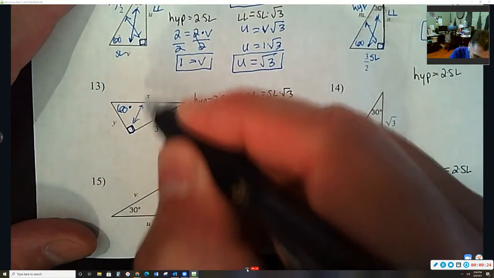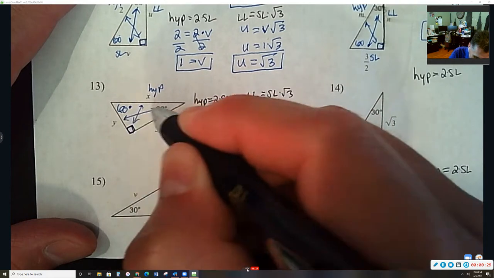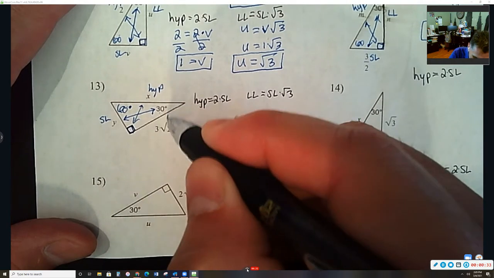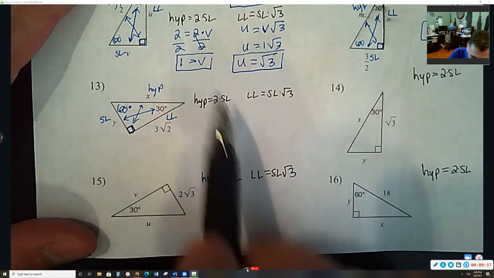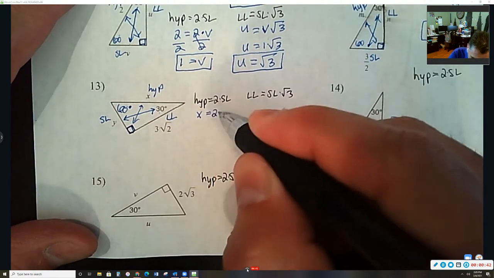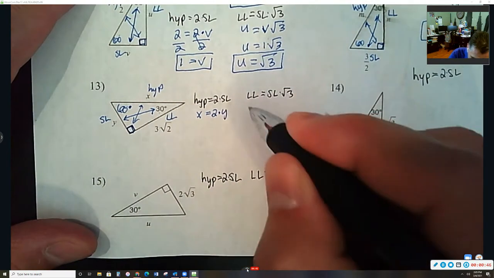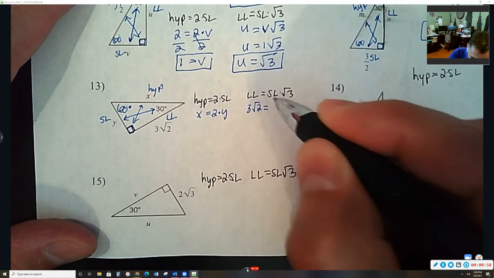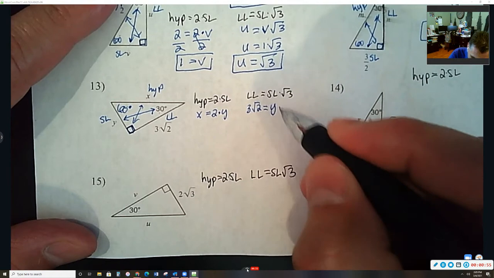Across the 90 is the hypotenuse, and across the 30 is the short leg, and then across 60 is the long leg. Okay, substitute that stuff in here. The hypotenuse is x, the short leg is y, the long leg is 3 square root of 2. Again, the short leg is y, and then you have the square root of 3.